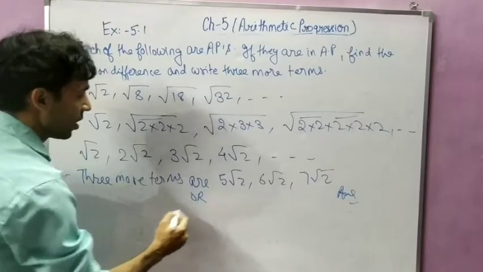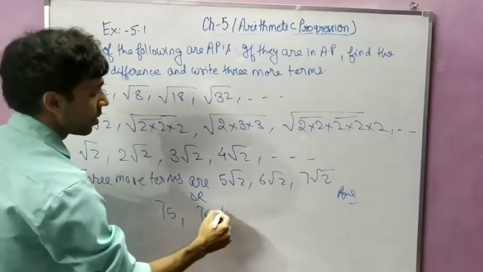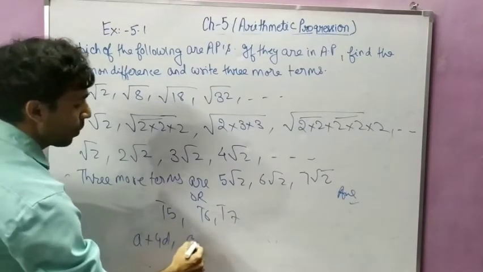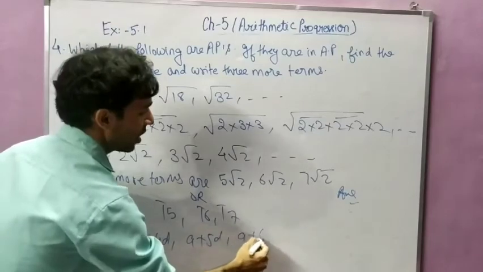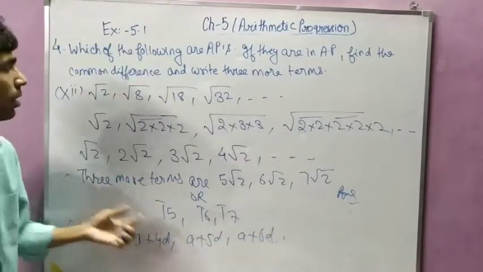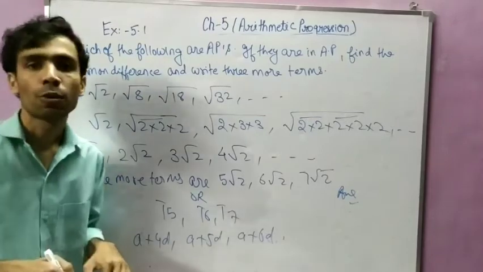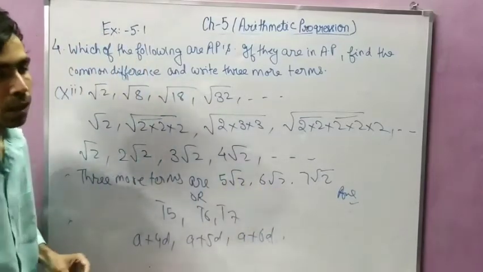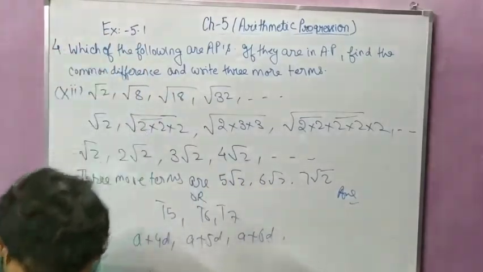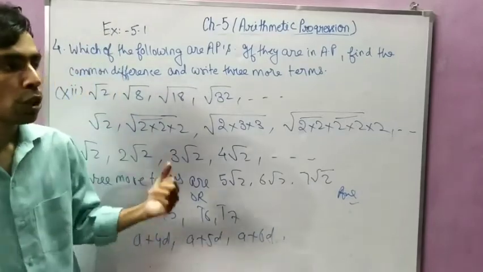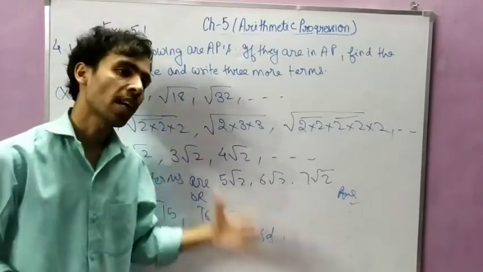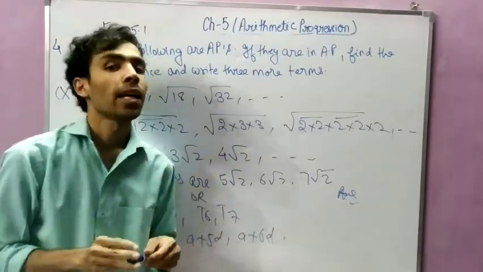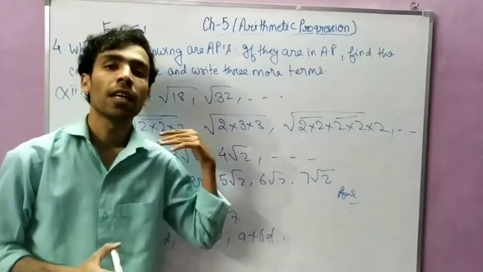You can check it by applying that formula also. T5 is A plus 4D, T6 is A plus 5D, T7 is A plus 6D. And when you put the values of A and D, A was root 2 and D was also root 2, you will get that result only. Okay. So I hope you have understood. Now, whatever parts are left in question number 4, you can do by yourself. The method and procedure are the same. If they are not in AP, then you will stop the calculation. And if they are in AP, you have to find the next 3 terms.